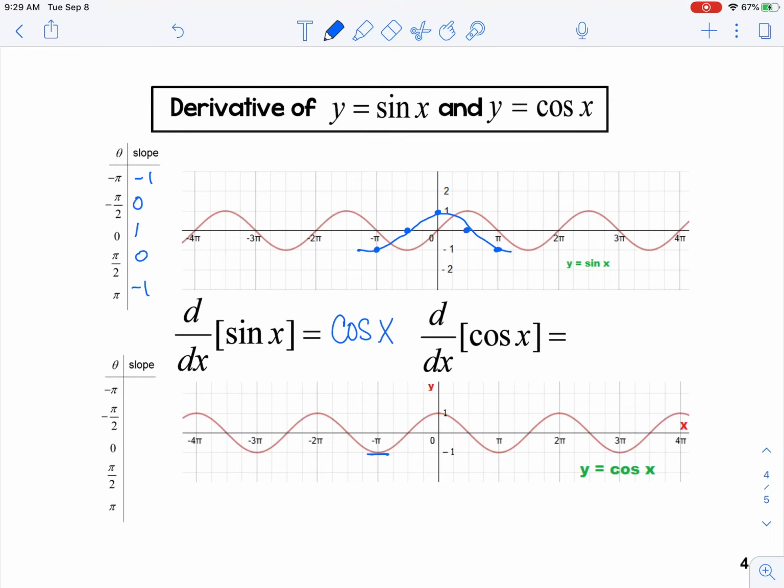And if we do the same thing here, the slope at negative pi is 0. The slope at negative pi over 2 is 1. The slope at 0 is 0. The slope at pi over 2 is -1, and the slope at pi is 0. So if we graph those points, and can see that would continue, that is negative sine x. So those are the derivatives. The derivative of sine is cosine, and the derivative of cosine is negative sine.